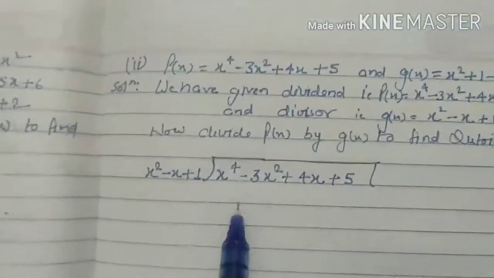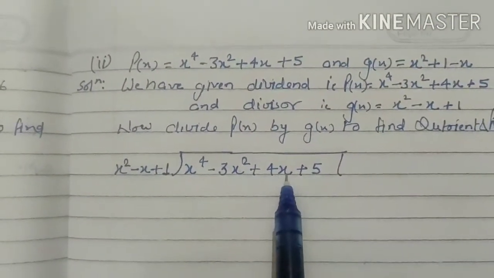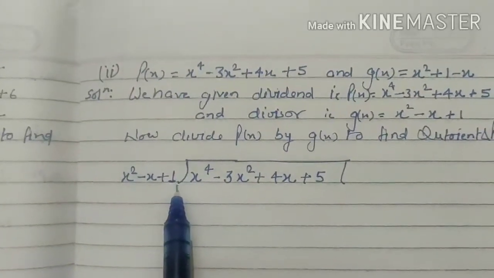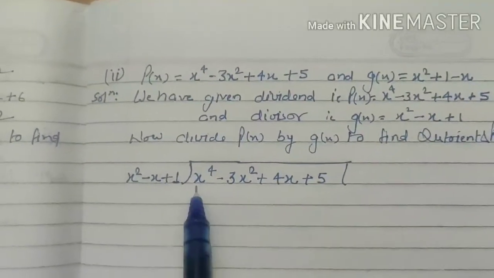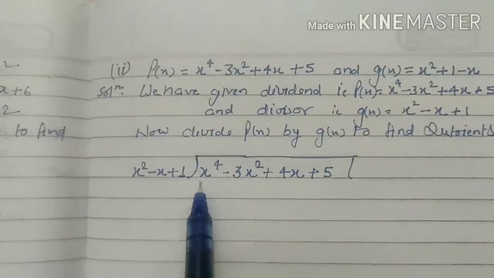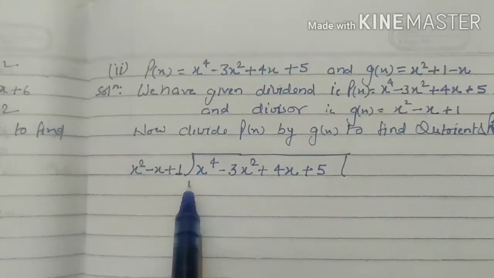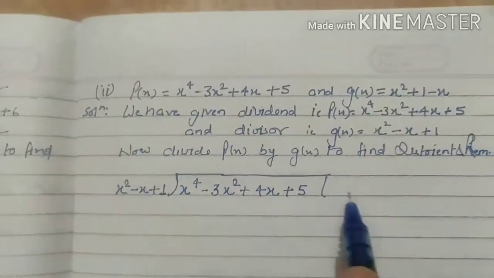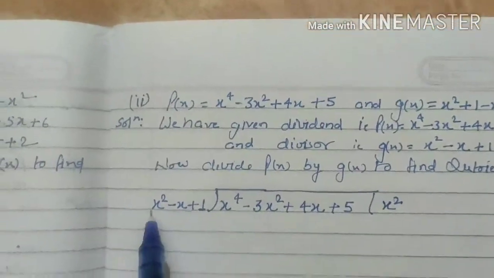So now divide x raised to the power 4 minus 3x square plus 4x plus 5 by x square minus x plus 1. So first of all, to get the first term of the quotient, we will divide the highest degree term of the dividend by the highest degree term of divisor, that is x square. So after dividing x raised to the power 4 by x square, we will get x square as first term of quotient. So now we will multiply this x square with x square.